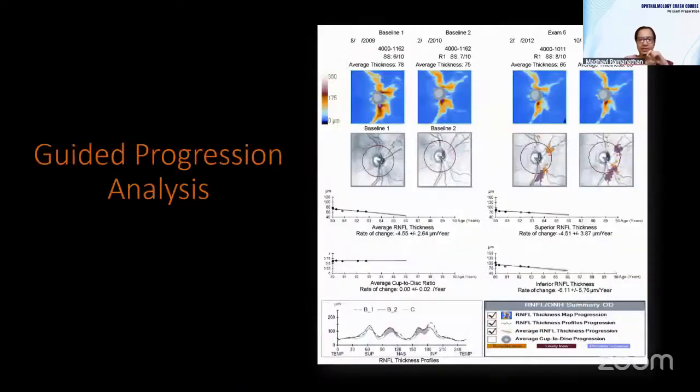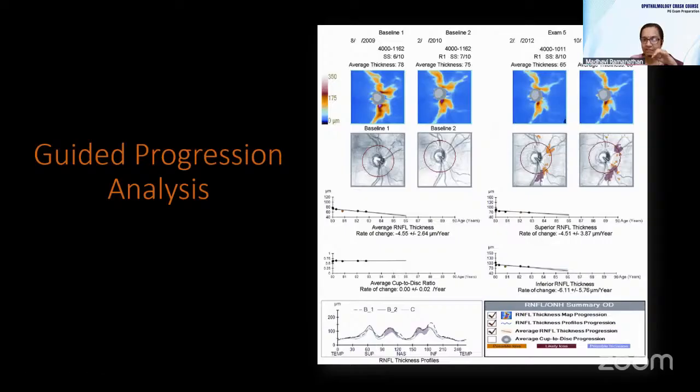Just briefly, I'll show the printouts of the guided progression analysis. For want of time, I won't be going into depth. In GPA, there will be two baselines, and they will be compared with the subsequent tests. At least 5 tests are needed. Here you can see 4 tests, like 5 tests. So baseline 1, baseline 2; you can switch the baselines also.